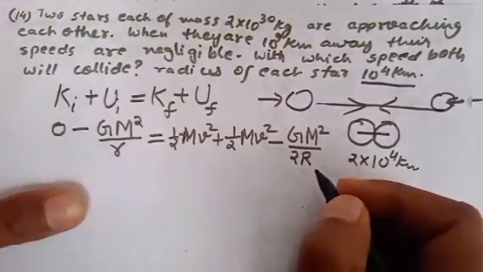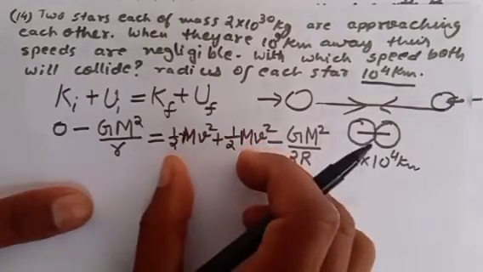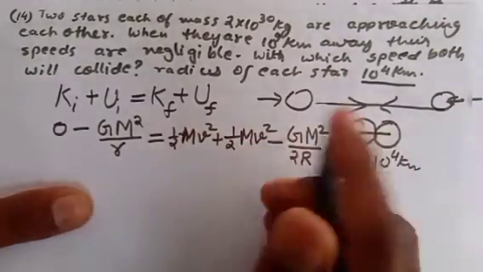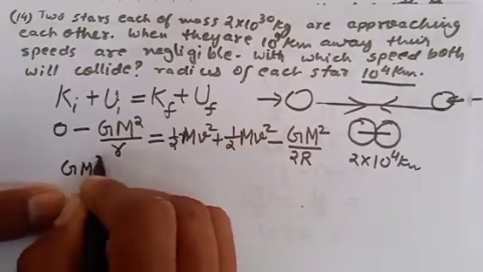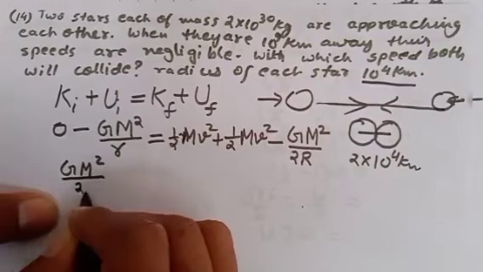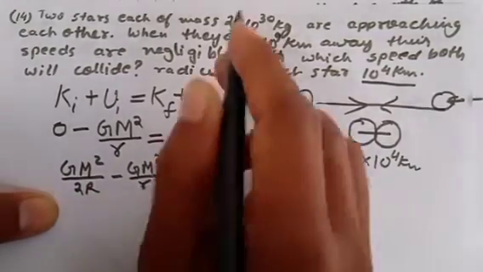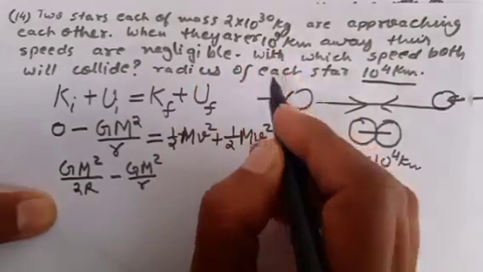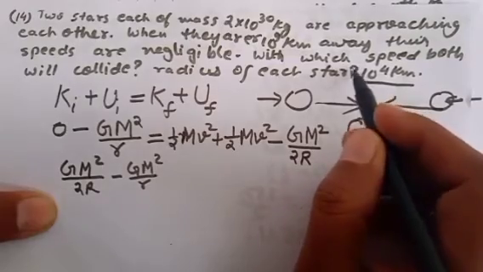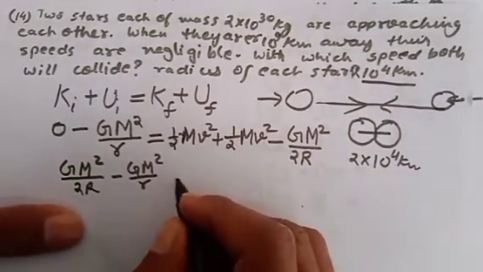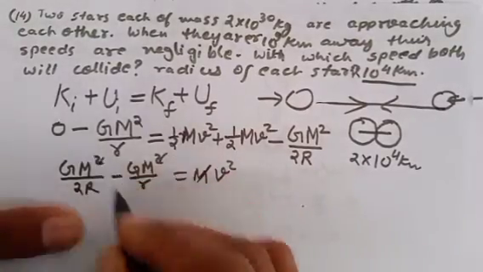Next step: so it will be mv square. One M will get cancelled throughout, so I can take it here. GM, okay, right now I'm writing M square upon 2R minus GM square upon small r. This is small r, and this is twice of this, yeah, this is big R, is equal to mv square, half of 1. The 1 power will get cancelled.